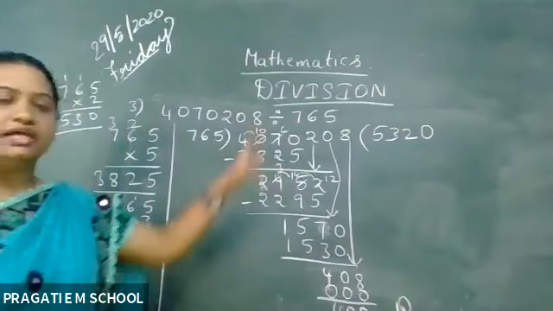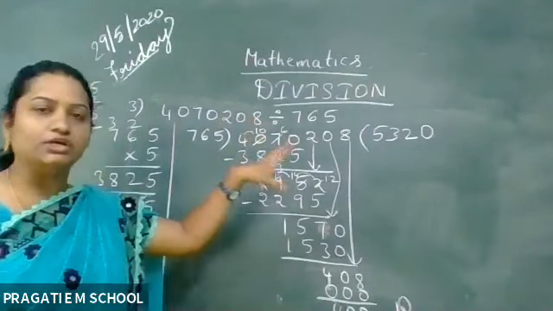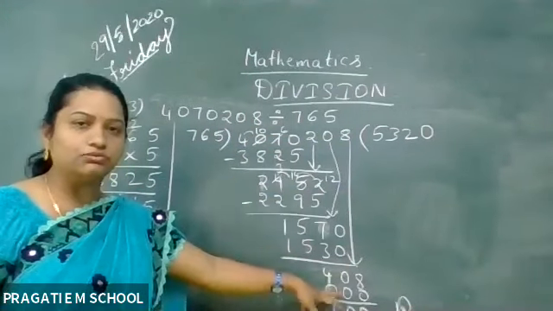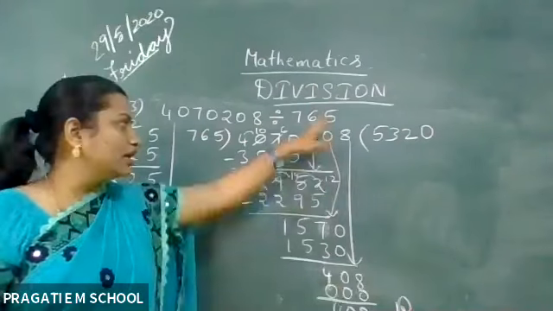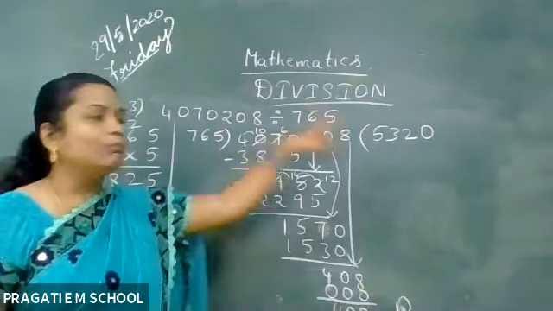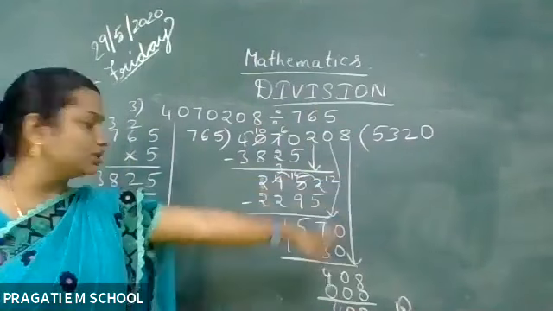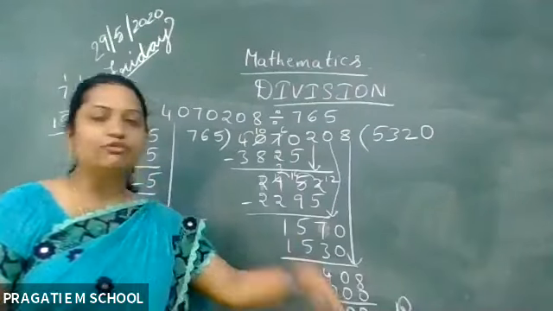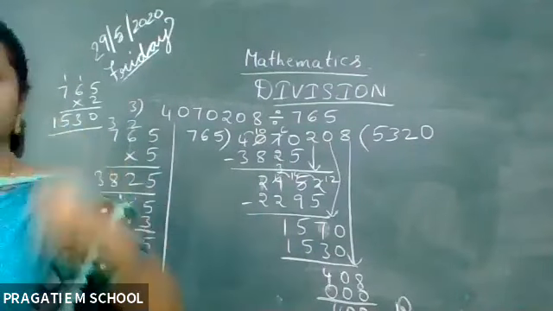Understood? So like this, when we are doing, why we are doing in that way? Because from the dividend we are bringing one digit down. Okay. So if we are bringing one digit down, what you have to do? You have to multiply 765 zeros. So we have 0. So we have the remainder as 408.